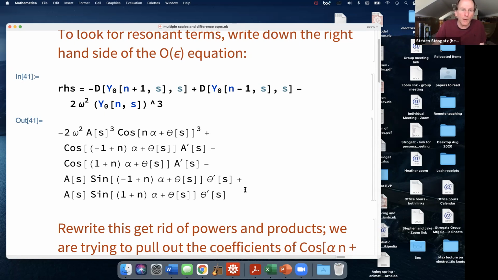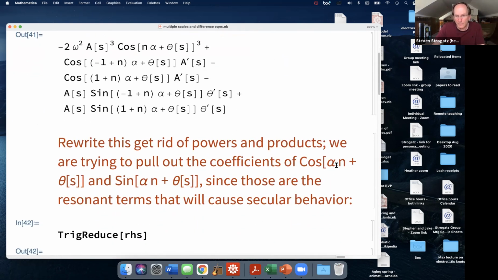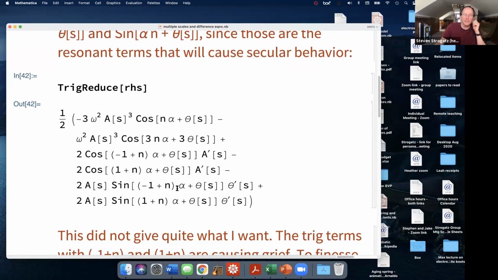All right, so anyway, I want to rewrite this trigonometric mess to get rid of the powers and products. I just want Fourier harmonics because I'm trying to just pull out, as I said, the coefficients of cosine alpha n plus theta and sine alpha n plus theta. So I asked Mathematica to do this by trig reducing the right-hand side, and it did pretty well. Gave me this cosine n alpha plus theta. I like that. Here's cosine 3n alpha plus 3 theta.